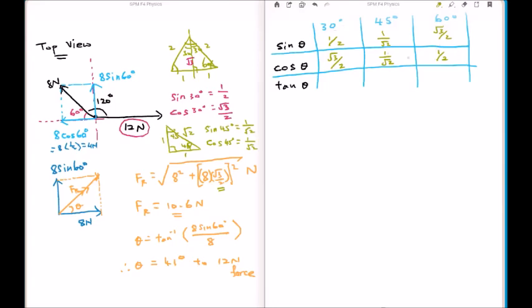Same value. Okay. Tangent. For tangent 30, tangent 30 is 1 over root 3. Tangent 45 is 1. Tangent 60 is root 3. Okay. This is the table.